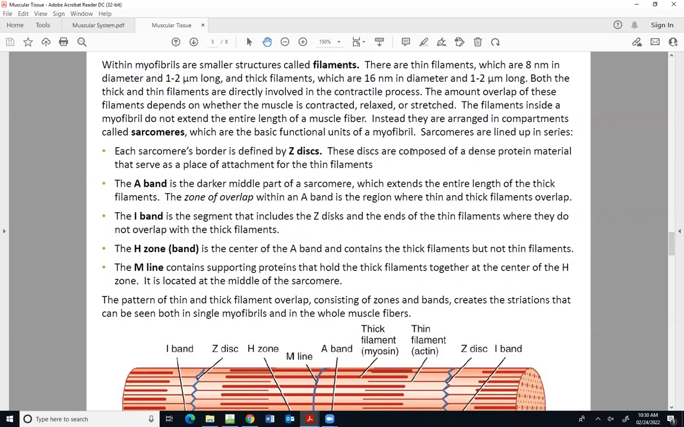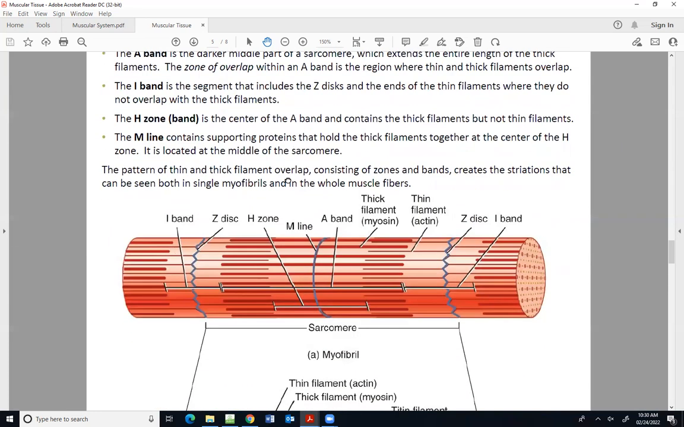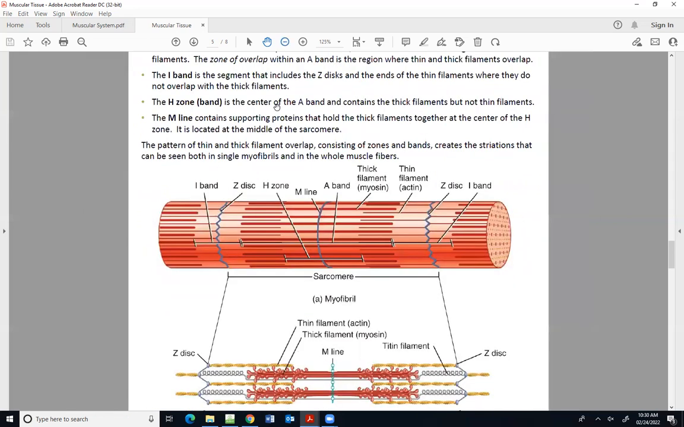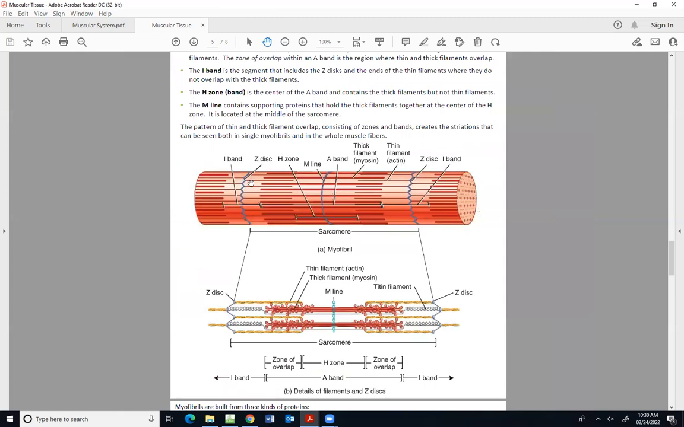Filaments inside the myofibril do not actually extend the entire length of the muscle fiber, but instead are arranged in compartments called sarcomeres, which, as I wrote on the other page, are the basic functional units of a myofibril. Sarcomeres are lined up in series and include the following regions or parts. That's what this two-part illustration is showing you. This is a nice three-dimensional illustration, and this is a more two-dimensional illustration showing basically the same things.